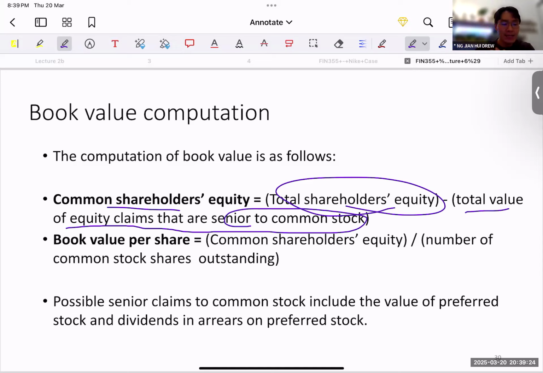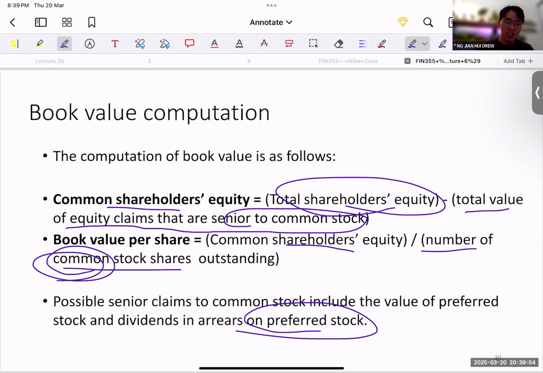So what does senior mean? Meaning there are things like your preferred stock which should be removed. I repeat, that should be removed when calculating common shareholder equity. So for your book value per share, once you determine your common shareholder equity, the book value per share is your common shareholder equity divided by the number of common shares outstanding. And to repeat again, this is common shares only, not your preferred shares. So just be very careful what is considered.